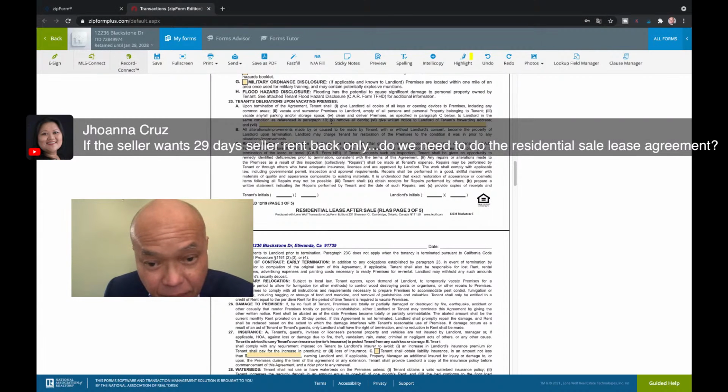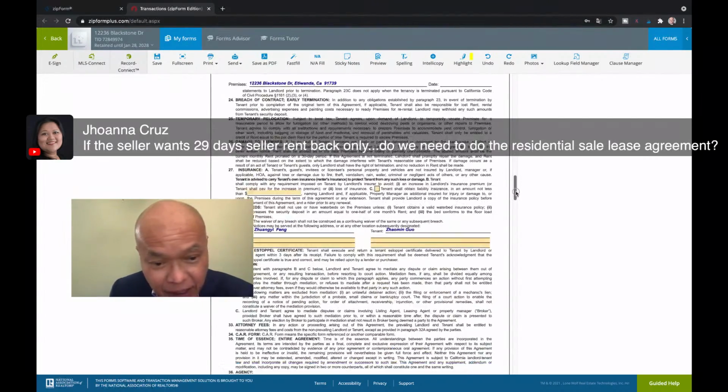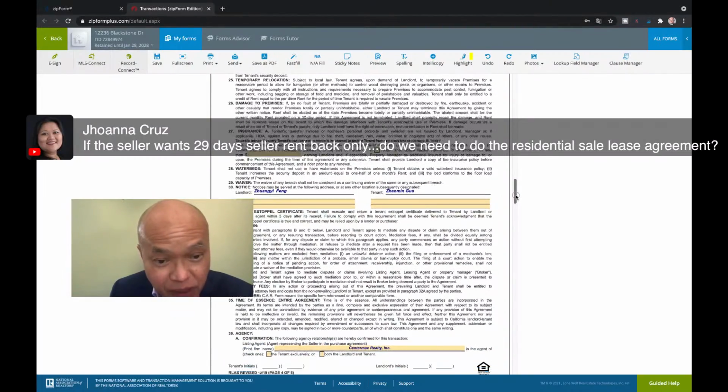Because the buyer has already collected the security deposit, the seller's forwarding address after they move out needs to be inserted here. That way, the buyer/landlord knows where to send the security deposit back to the tenant, the seller. Okay. All right, let's move on to number 27, insurance.